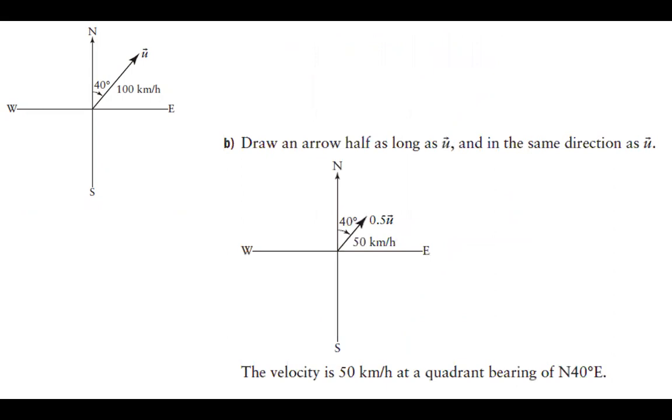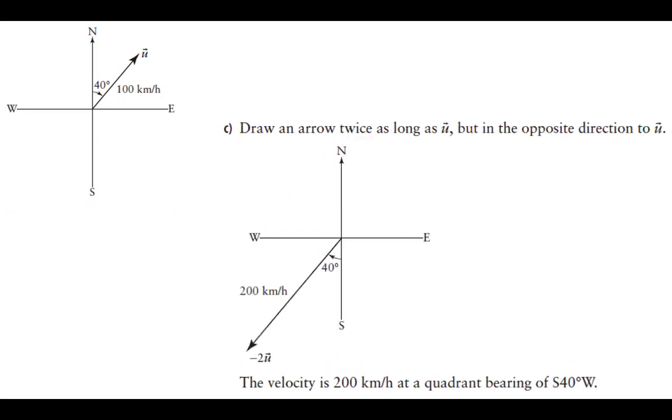For question B, we can draw an arrow half as long as vector u and in the same direction as vector u. So that gives us 0.5 times vector u. Velocity is 50 kilometers per hour at a quadrant bearing of east of north 40 degrees. For question C, we can draw an arrow twice as long as vector u, but in the opposite direction to vector u. The velocity is then 200 kilometers per hour at a quadrant bearing of west of south 40 degrees.